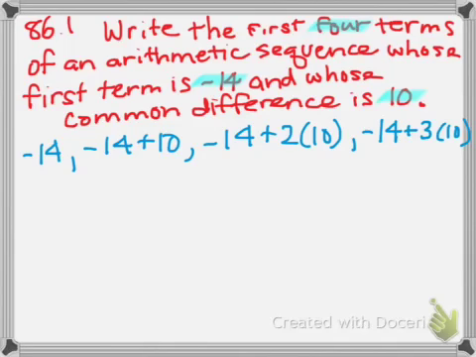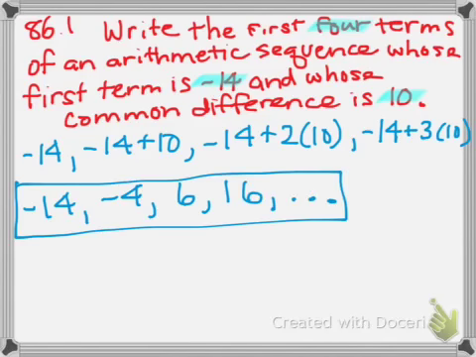You really don't have to write that all out. Really, all you have to do is just do the math. Negative 14 plus 10 is negative 4, plus 10 is 6, plus 10 is 16, plus 10 is 26, and so on, but we only need the first four.